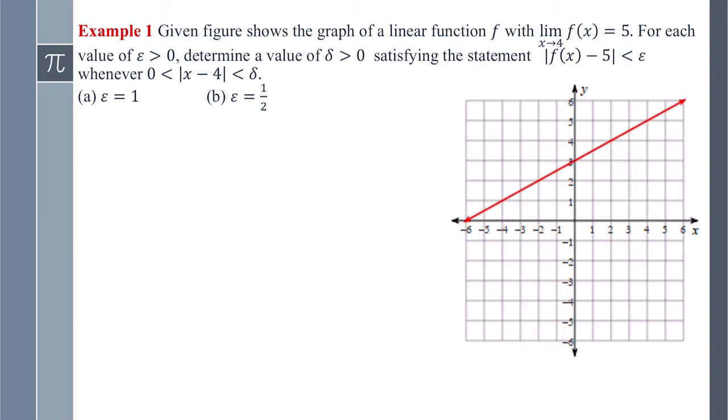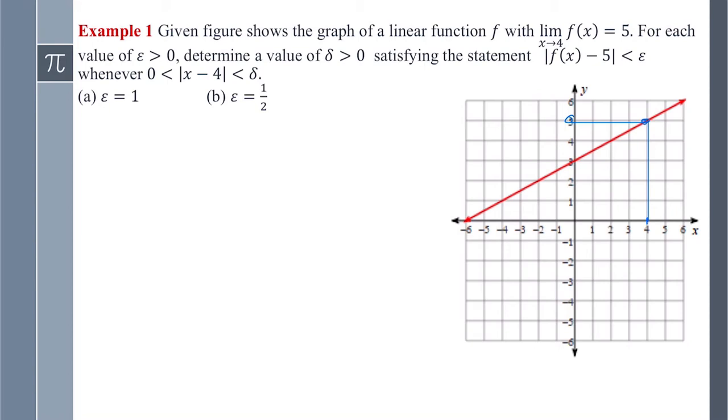So the given figure shows the graph of a linear function f with the limit as x approaches 4 of f of x equals 5. So when x approaches 4 here, the limit is 5. So it's right here.